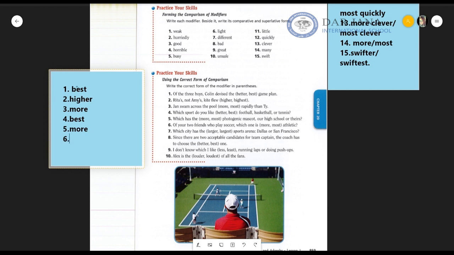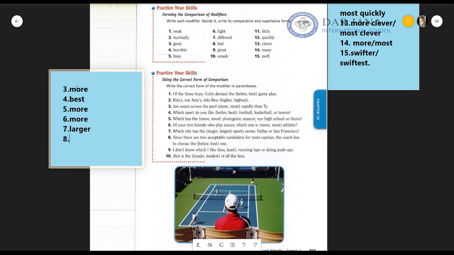Number 6. Of your 2 friends who play soccer, which one is more or most athletic? So I'm comparing 2 different people and 2 different ways of playing soccer, and who of those 2 is more athletic because it's a comparative degree. 7. Which city has the larger or largest sports arena, Dallas or San Francisco? So I'm comparing Dallas's arena to San Francisco's. So 2, so comparative, so larger.